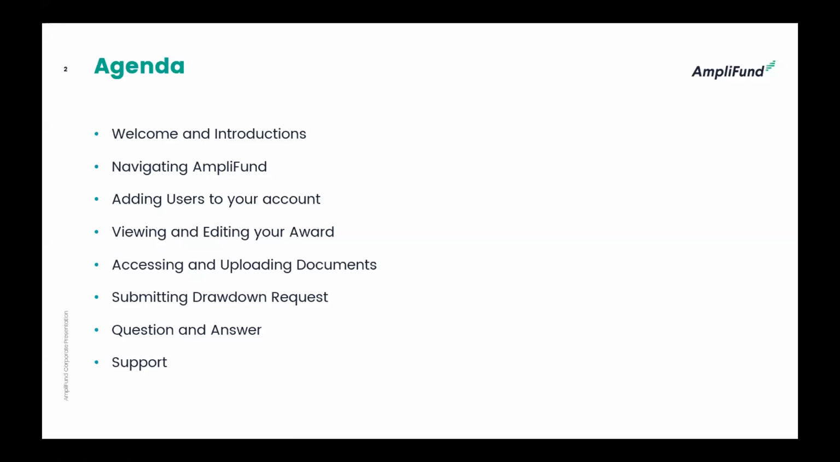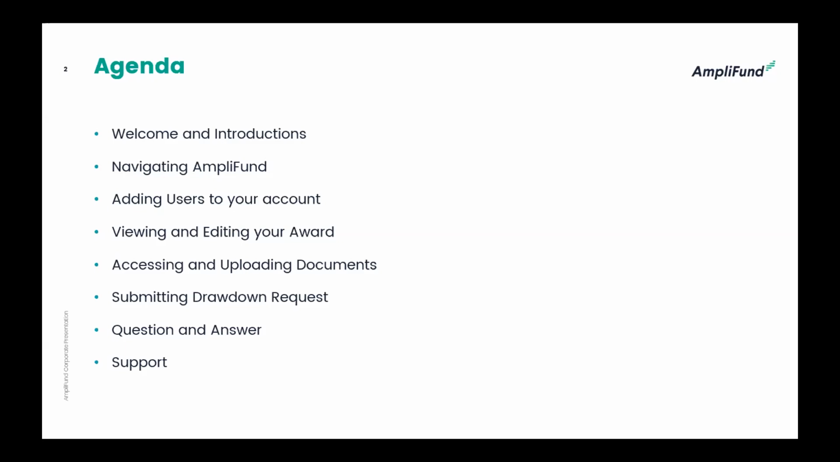So the agenda for today is, I want to talk about some basic Amplifund navigation. Some of you may be used to interacting with your application in what we call our applicant portal, where you're going to be looking at your award is going to look a little bit different to you. So I want to talk about how to navigate there and show you where the things are that you need to access. Now that you are actually managing an award, you may want to be bringing in other individuals in your organization into your Amplifund account to view those details or to look at some documents. So I'm going to talk about how to add different users into your Amplifund account.